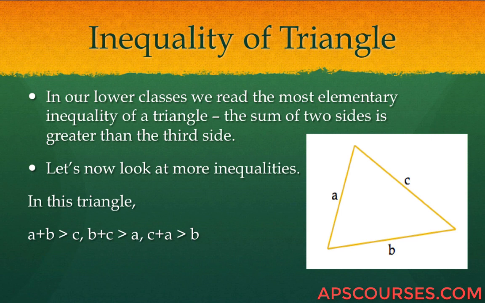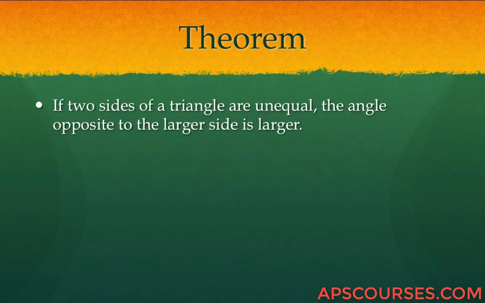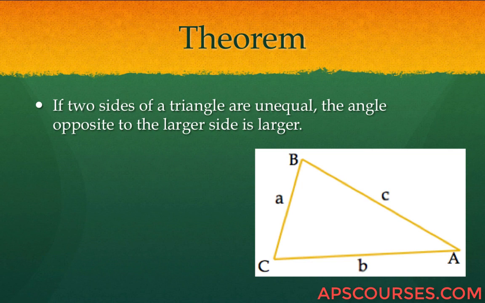Now let's look at some other inequalities in a triangle. If two sides of a triangle are unequal, the angle opposite to the larger side is larger. In this triangle ABC with sides small a, small b, small c, if in this figure small c is greater than a, that is side length of AB is greater than BC, then angle C would be larger than angle A.